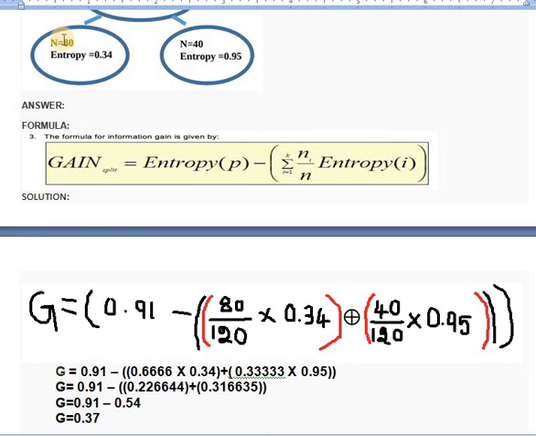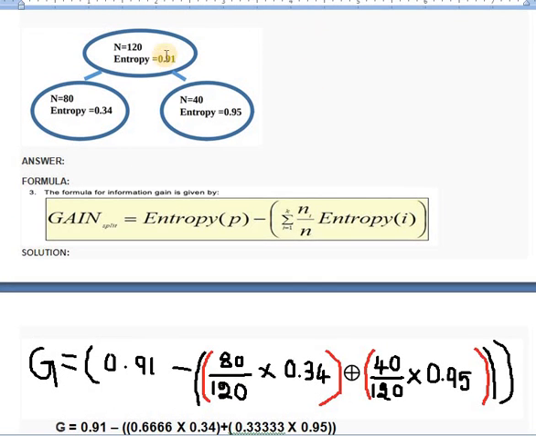The first instance, what is our data? 80 divided by the overall n. Here you can see the overall n. We take that, 80 divided by n, and then the first value is the entropy, which is 0.34. Plus, it is very important, we take this inside the brackets. This entropy of P is 0.91, which we have taken directly, and in the bracket we have to consider only these two, then only we can get the overall gain.